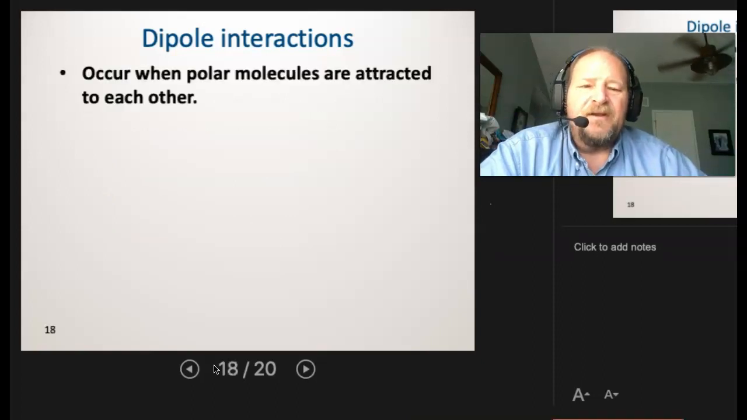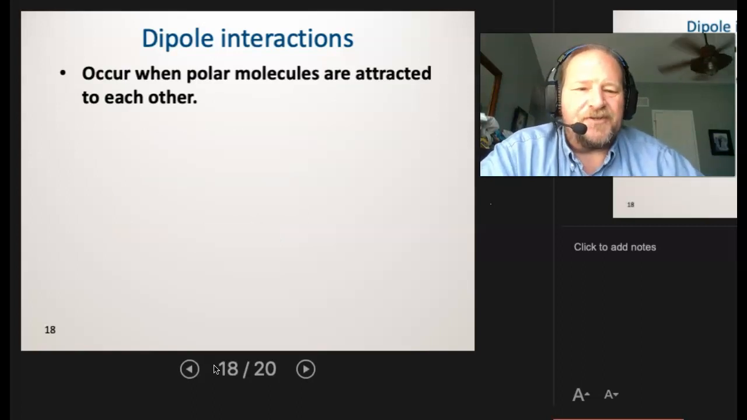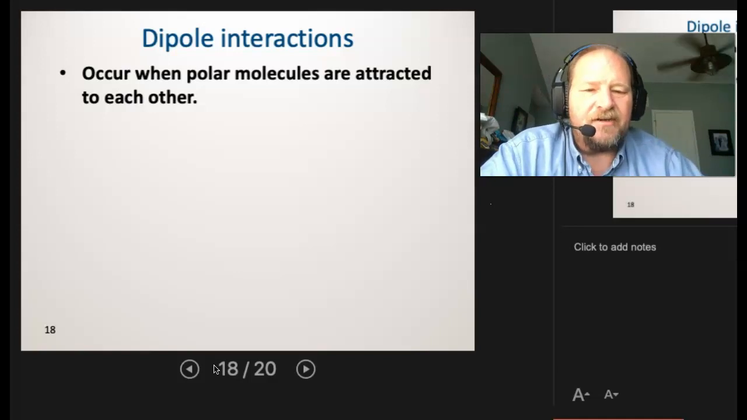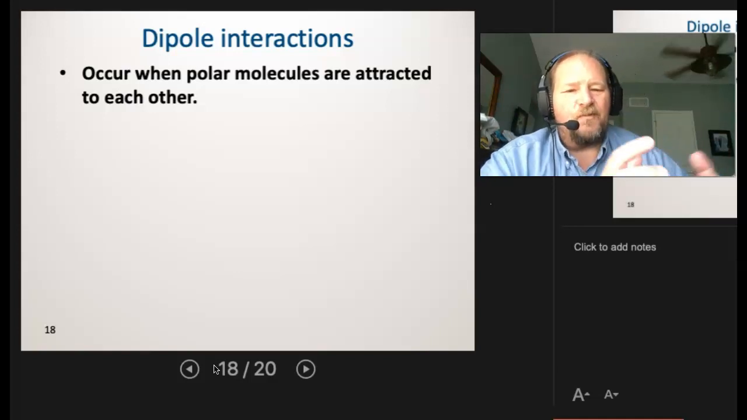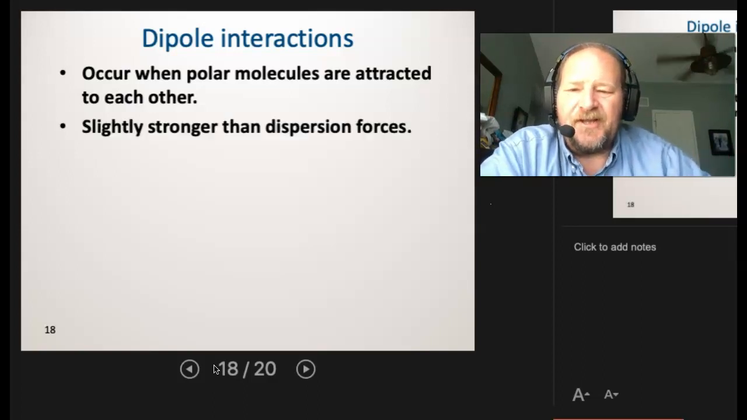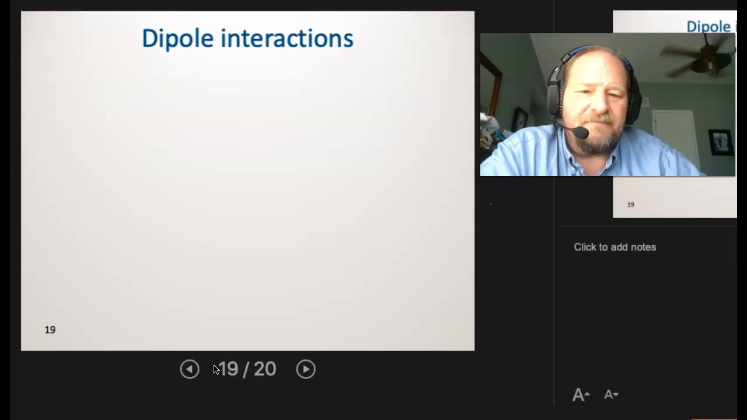Okay. Now, dipole interactions occur when polar molecules are attracted to each other. So dispersion, again, is just things that are passing by each other. The bigger they are, the more electrons they have, the more static they'll generate. For dipole interactions, they're going to occur when polar molecules are attracted to each other. So these are stronger than your general dispersion forces. Opposites attract, but not completely hooked like in an ionic solid.